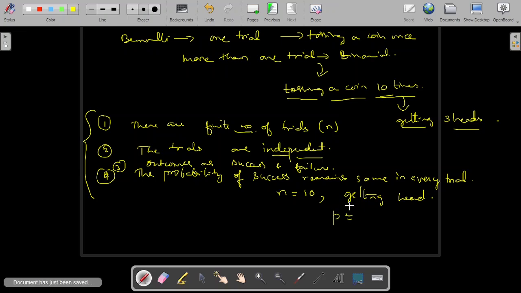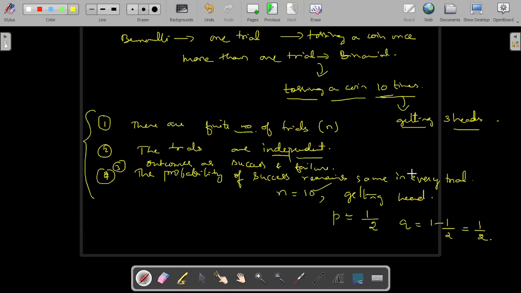Not for all trials you are finding. Only concentrate on the single trial. So in a single trial, when you toss a coin once, what is the probability of getting head? 1 by 2. What is the probability of getting tail? 1 minus 1 by 2, which is 1 by 2. Okay, we got the probability of success, probability of failure. In the second toss also, the probability of success is the same as before, correct? So there are a finite number of trials, that condition is satisfied.